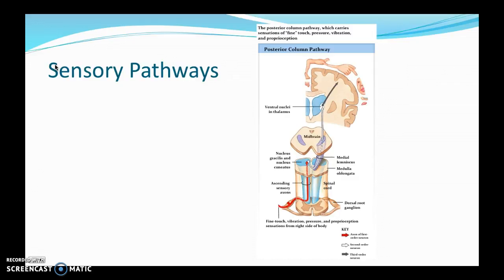This is a picture of the posterior column pathway, and it gives you an idea that this red neuron here, there's the cell body in the dorsal root ganglion. This is the first order neuron coming in from the exterior or the peripheral nervous system. And then the second order neuron is this white neuron, and see that the cell body is in the gray matter. And then it goes up through the midbrain. It will go to the thalamus, and then here is the sensory cortex for the third order neuron.